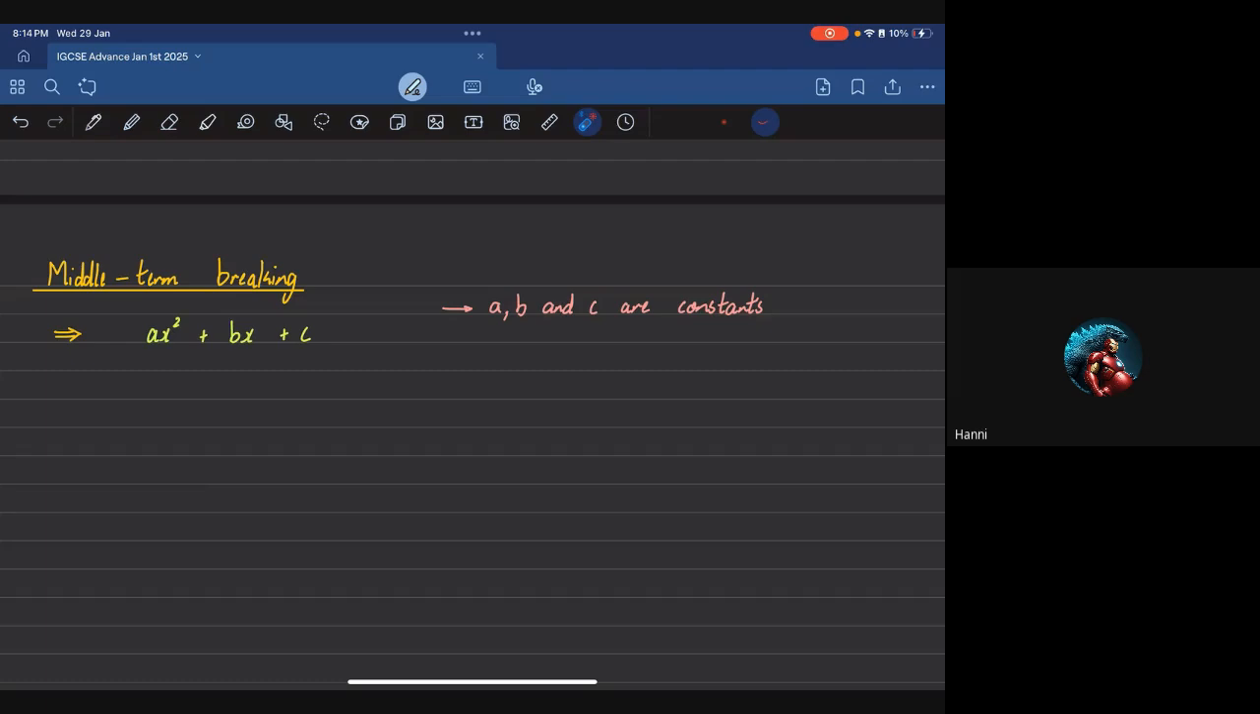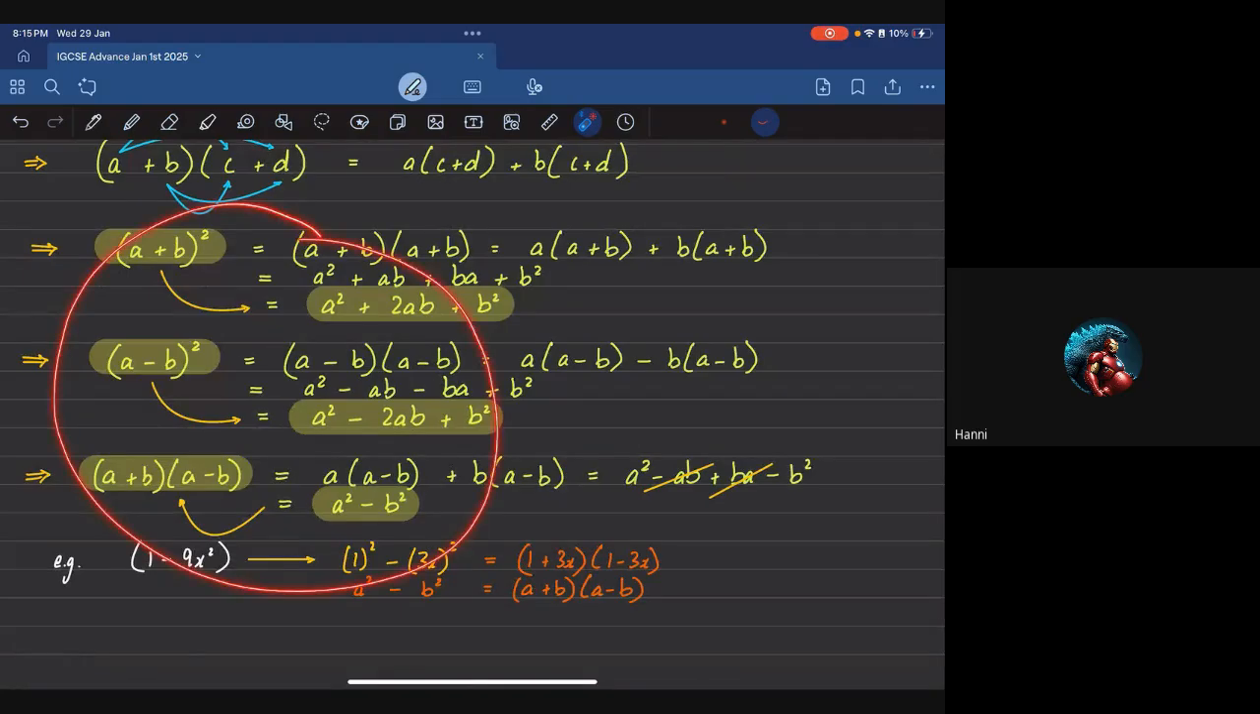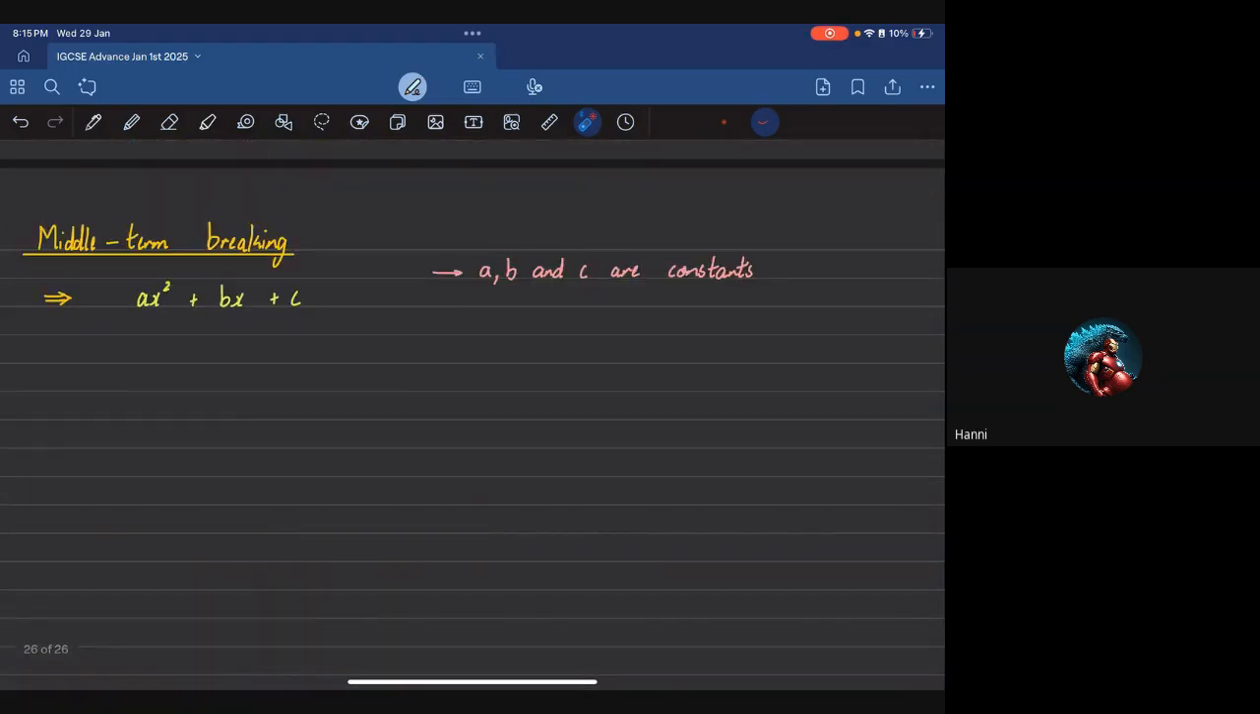Now, if you are given a question and it doesn't state that you have to solve through middle term breaking, then you're going to have to use some other method. Just by looking at this expression, if I can visually realize that it cannot be solved via simple factorization, there's nothing common between the terms, or they cannot be expanded or broken down, or none of the factorization toolkits can be used, then I'm going to resort to middle term breaking.